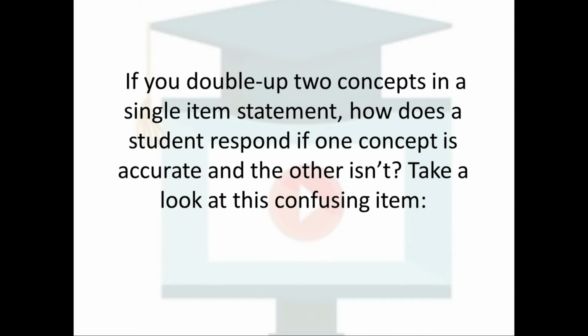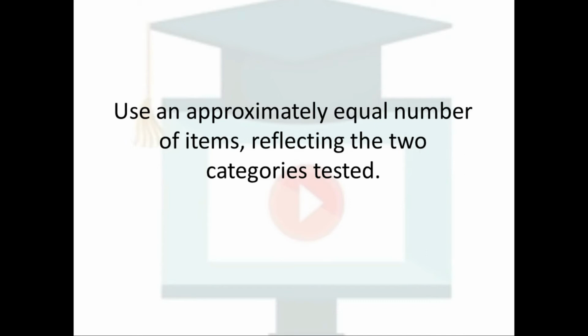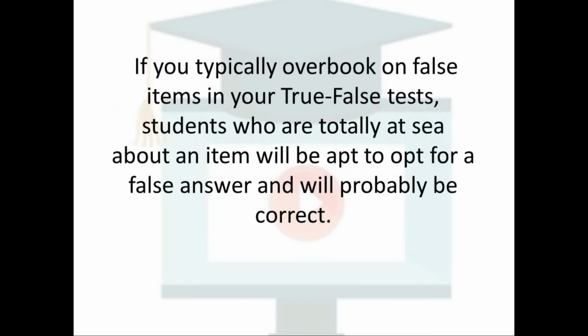Take a look at this confusing item. Use an approximately equal number of items, reflecting the two categories tested. If you typically overbook on false items in your true/false tests, students who are totally at sea about an item will be apt to opt for a false answer, and will probably be correct.